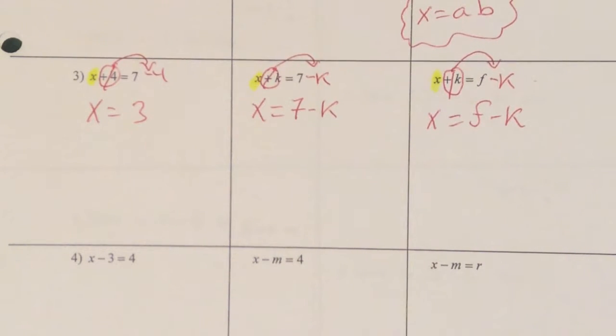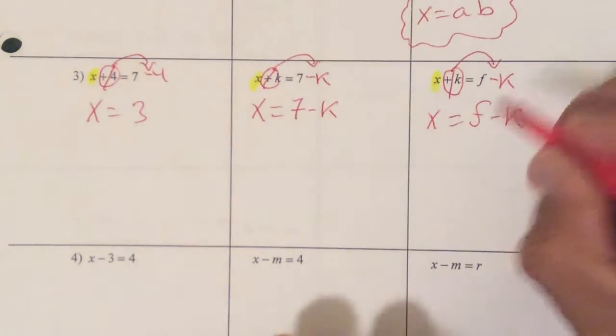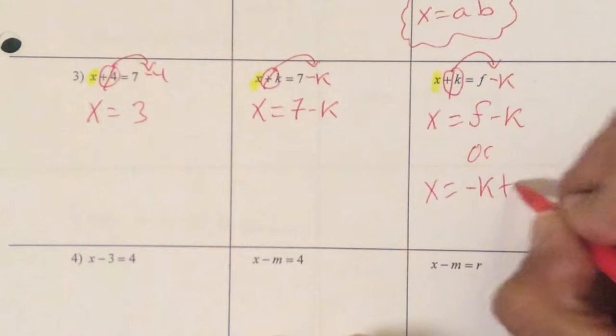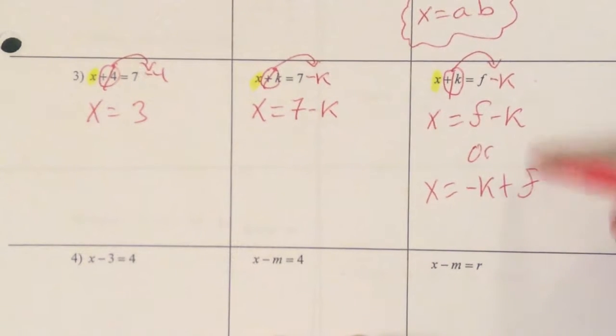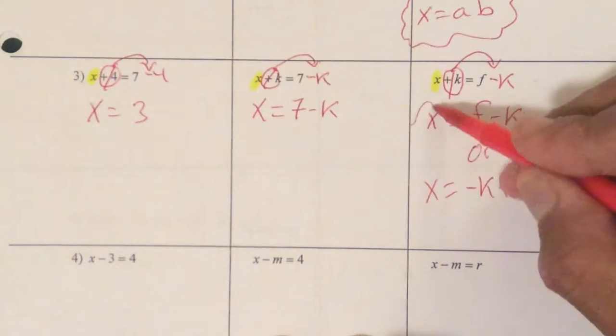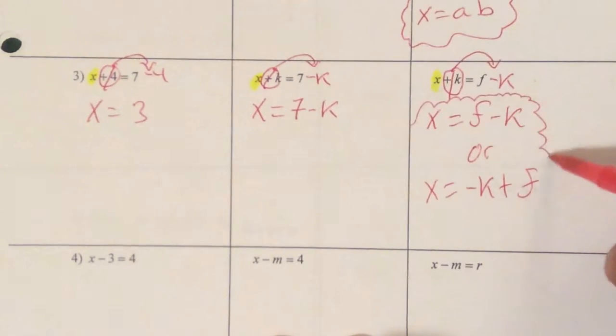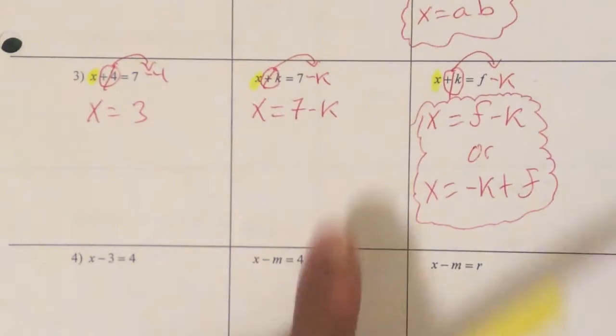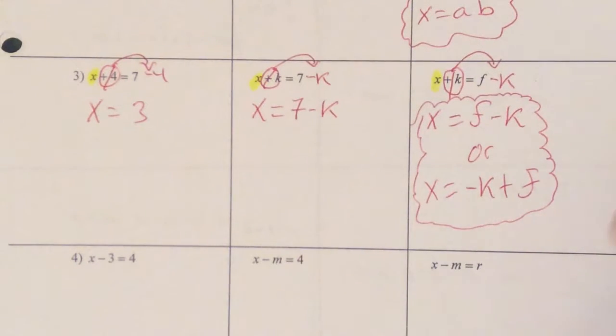Now, obviously you can rearrange these however you want. For example, in this one, you could say x equals negative k plus f. If you notice, it's still the same answer because the k is still negative and the f is still positive. It doesn't matter which one you put first as long as the signs are still correct, okay? And same goes for the other one, okay?